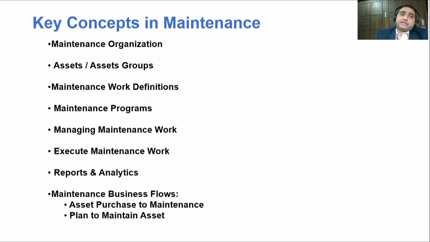Okay, and then the key transaction flows in maintenance cloud. The first one is asset purchase to maintenance, where you actually purchase the asset, and then you plan how to maintain that asset. The second process is where you plan to maintain the asset. Once you have done the planning, you will do various preventive actions on that equipment. And of course, if there are any breakdowns, you will create the work orders, and you will manage those maintenance orders. That all happens in Oracle Cloud.